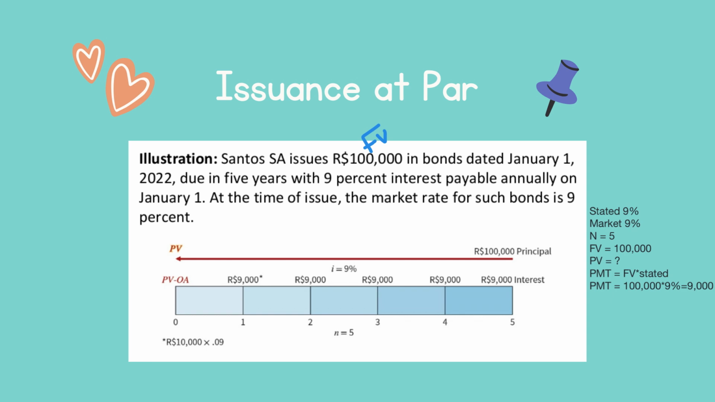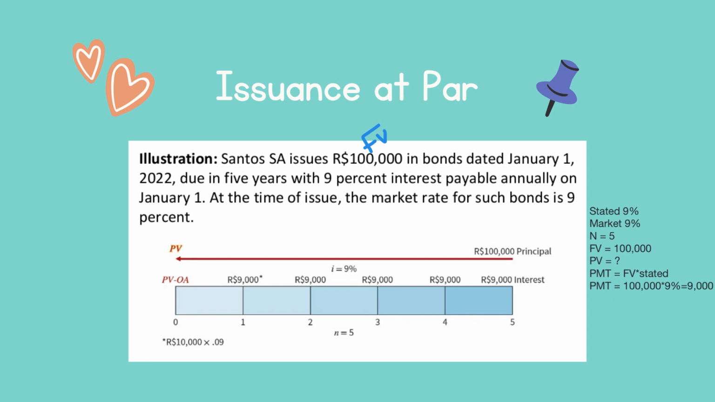Now, n is 5 because he said it's going to be due in 5 years. The face value, it's the principal, which is the 100,000. This is the amount I'm going to pay at the end of the 5th year, بعد 5 سنين. Present value is unknown, you can calculate it. But again, based on the given information, because the stated equals the market, it will also be 100,000. Okay, but let's assume that it's unknown.